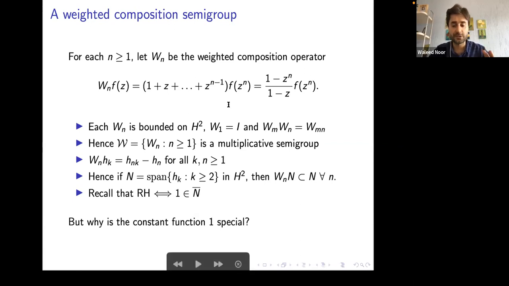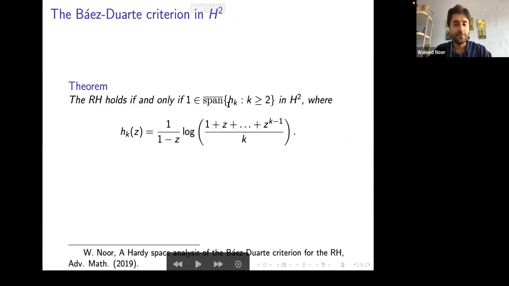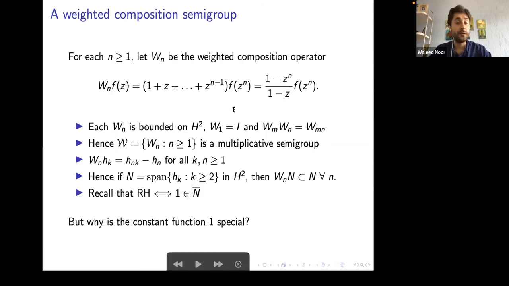Well, what is special is that this subspace, the span closure of HK, turns out to be an invariant subspace for the semigroup. So that provides us with a powerful tool to study that subspace. In particular, each one of these is a bounded operator and it is a multiplicative semigroup. It has this multiplicative property.